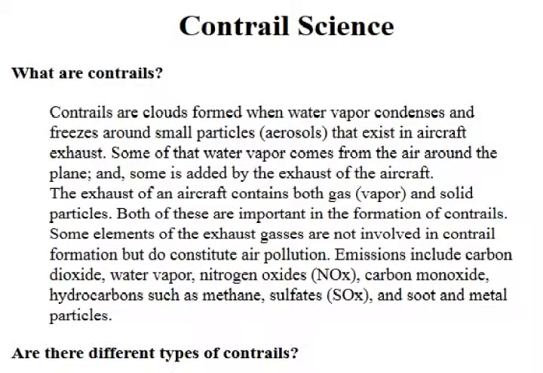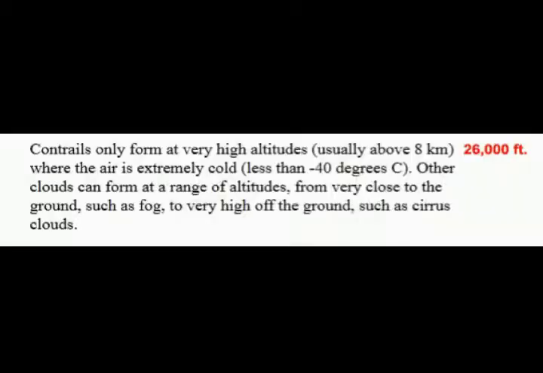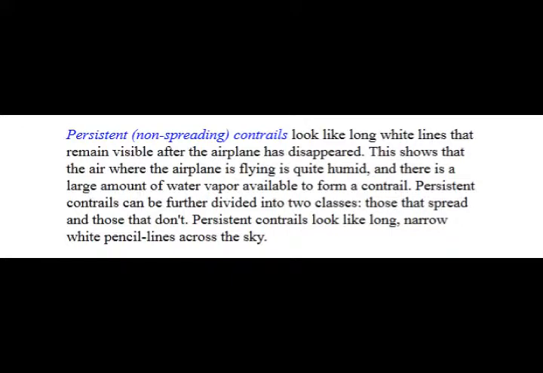So NASA says contrails are clouds formed when water vapor condenses and freezes around small particles or aerosols that exist in aircraft exhaust. Some of that water vapor comes from the air around the plane and some is added to the exhaust of the aircraft. It's important to know that contrails can only form at very high altitude, usually above about 8 kilometers or 26,000 feet. But the most important thing to consider is that persistent contrails require conditions of high humidity at the altitude where the jet is flying, above 26,000 feet.